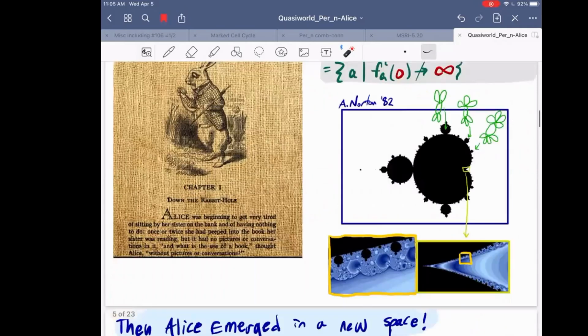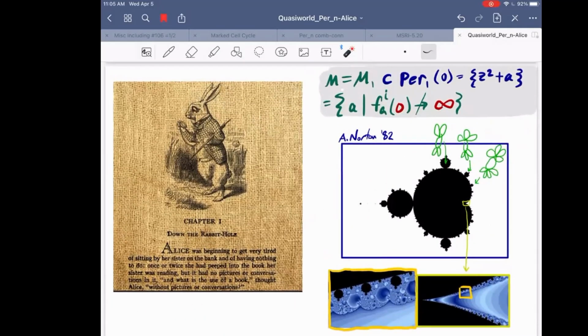So this brings us to our story about Alice in Wonderland. If you have read Alice in Wonderland, the first chapter begins with Alice reading a book, and she was getting very tired. And there's this quote that I really like that says, "She peeped into the book her sister was reading, but it had no pictures or conversations in it. And what is the use of a book," thought Alice, "without pictures or conversations?" So when Alice goes to explore all these Per_n curves, we'll do so with lots of pictures. And after the talk, if you have a suggestion about how to incorporate conversations into a talk, I would be happy to hear that.